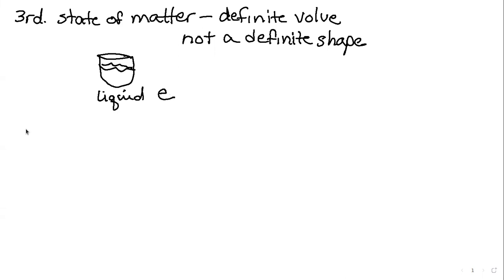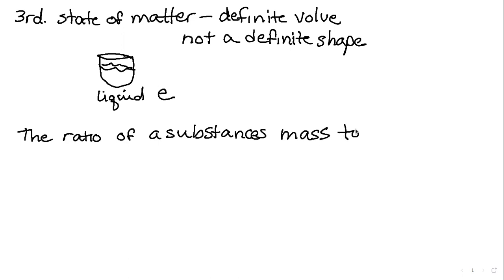Okay, we've done the fourth definition. So the fifth one is the ratio of a substance's mass to volume. This is the definition of density. So D equals M over V. You need to know this formula so that you can do problems with it. And density is G.